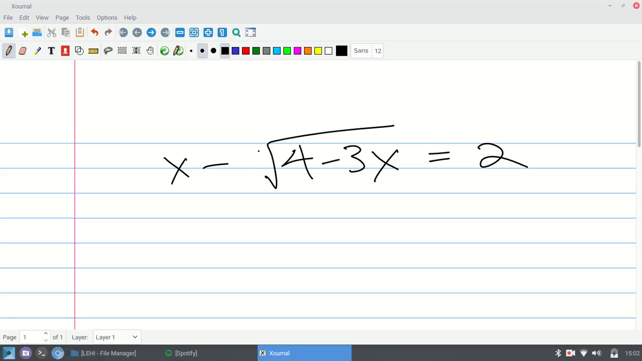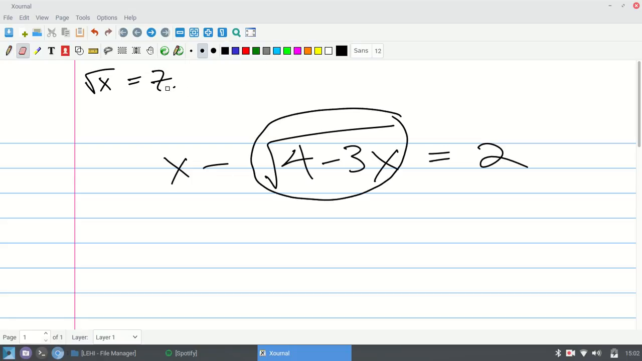Now, before, I had called the nasty thing that I'd never seen before z. Guess what? I've never seen this before, so this is the nasty stuff. I'm going to call that z. So I'm going to say z equals the square root of 4 minus 3x.